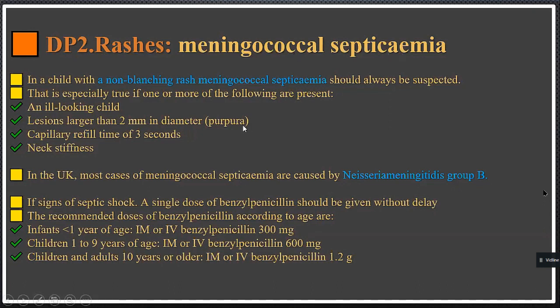Meningococcal septicemia is very common in the exam, whether SPA or OSCE. Any exam for the royal college, very common. So in a child with a non-blanching rash, if you find that in the scenario, you can choose meningococcal septicemia. Here you will find in the scenario an ill-looking child, maybe lesions larger than 2 millimeters in diameter, or they can give you an image with lesions larger than 2 millimeters in diameter. So it's called purpura.